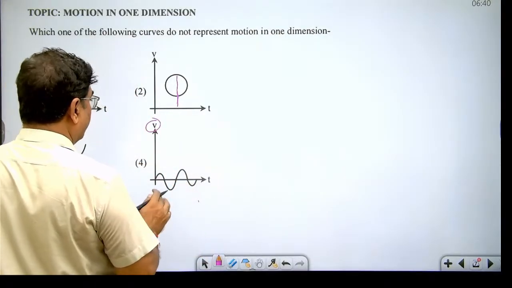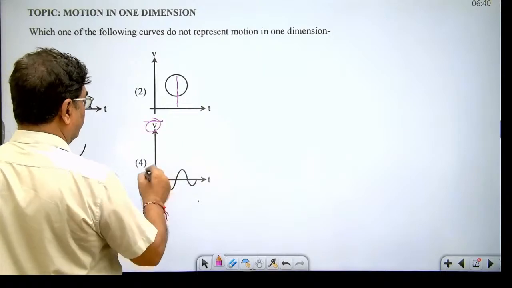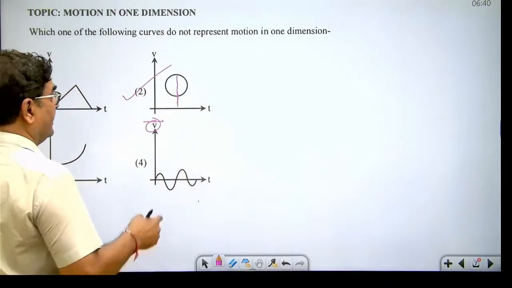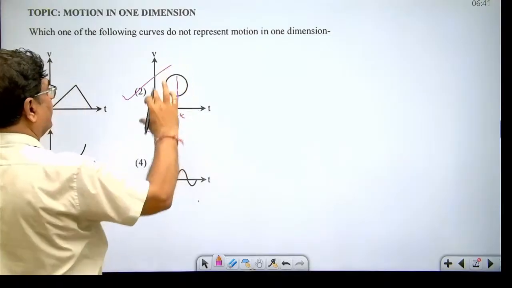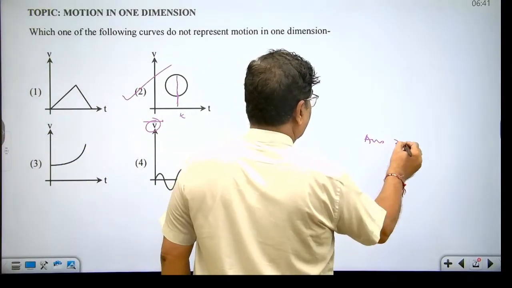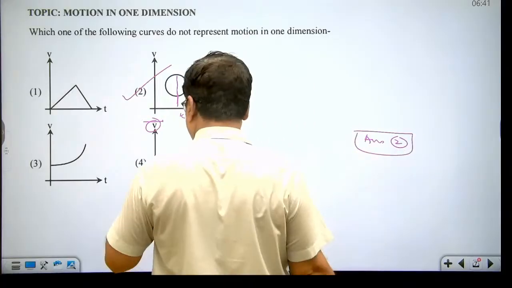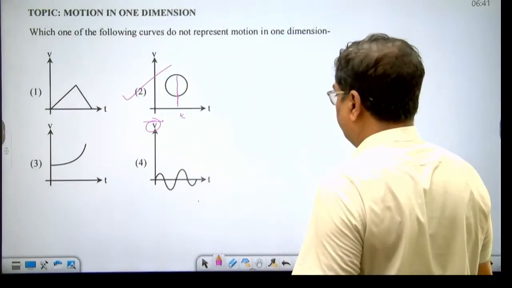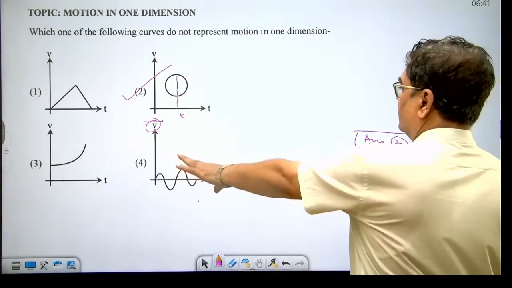But if it is a velocity-time curve, then this is possible. Then this curve is not possible, because at a given time, two speeds are there, which is not possible. So out of 4 choices, the correct choice is option 2. But option 4 can also become the answer if this is speed-time, because speed can never be negative. We are assuming this is a velocity-time curve.